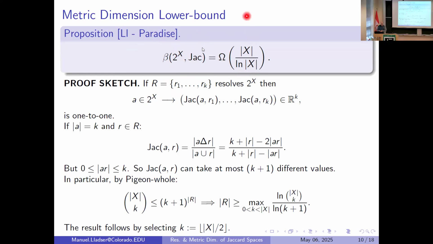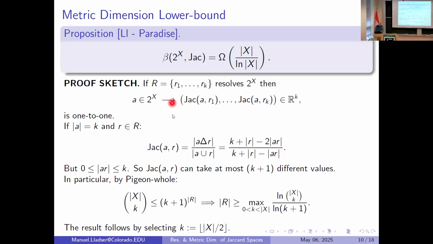So the idea is if I have a resolving set, that means that this transformation has to be 1 to 1. But when I compute the distance between a set A and a set R, and I use inclusion exclusion, you can see that it's a function of the size of A, the size of R, and the size of the intersection of A and R. But that means that if I fix K and I have a fixed R, the only thing that matters for the Jaccard distance is the cardinality of their intersection. But because A has cardinality K, this cardinality has to live between 0 and K. So this ratio can take at most K plus 1 different values.